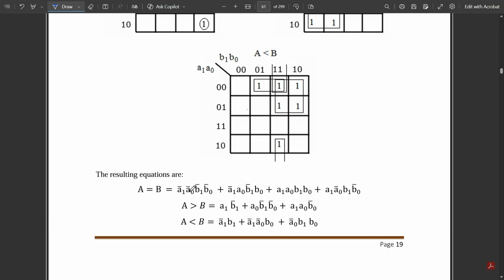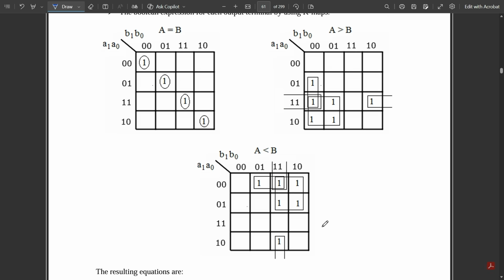For A equal to B, it is A1' A0' B1' B0' plus A1' A0 B1' B0 plus A1 A0 B1 B0 plus A1 A0' B1 B0'. Similarly for A greater than B, it is A1 B1' plus A0 B1' B0' plus A1 A0 B0'. For A less than B, it is A1' B1 plus A1' A0' B0 plus A0' B1 B0.